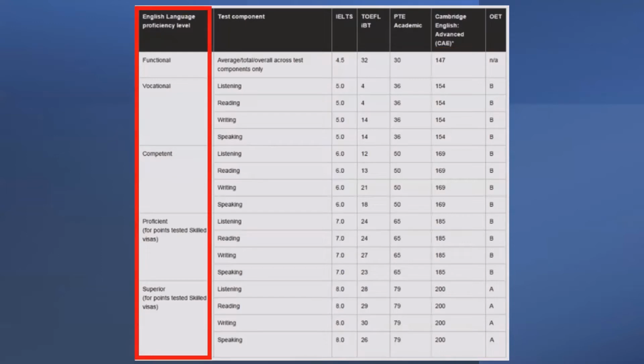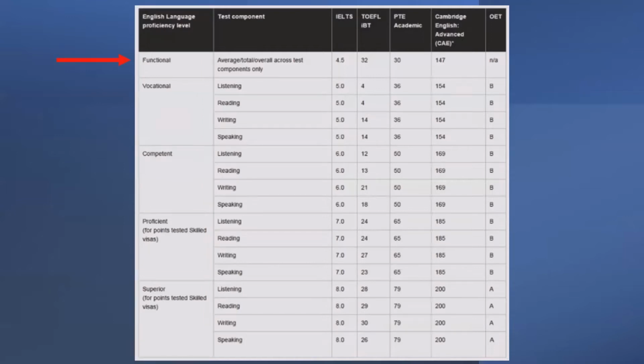Now, coming back to the English language proficiency levels, we have a number of different levels that we need to think about. One is how functional your language level is. This talks about the average total overall score that you may receive across each of your components. The next part is your vocational capacity. So how well are you at listening, reading, writing, speaking? Then we look at the competency level. Are you competent in these areas? Same areas again: listening, reading, writing, speaking.